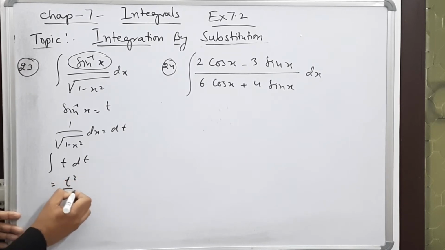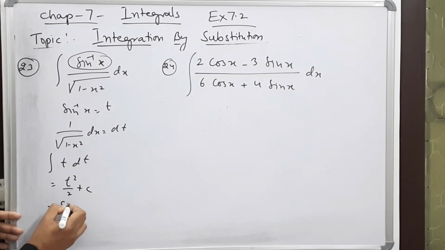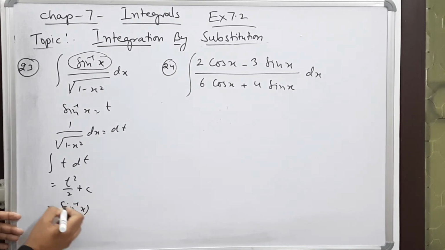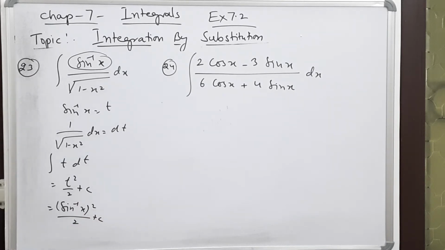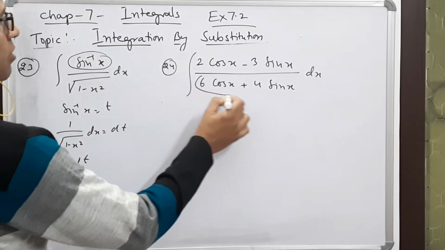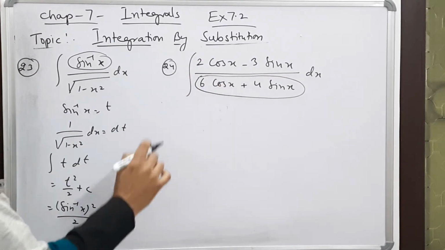So the integration is t square plus t. So the answer is (sin inverse x) whole square upon 2 plus c. So in this way we can integrate this part. Now you see this, if you study the denominator part nicely, there is a close relation between these two.